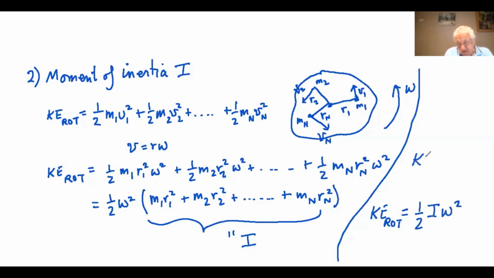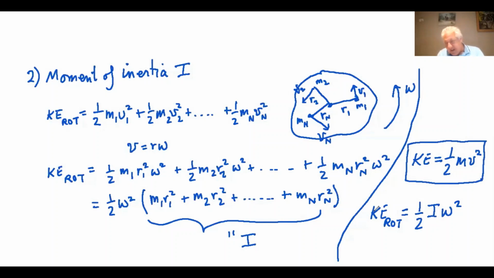And you can see how it's similar to the formula for the kinetic energy for linear motion. And in fact, what you're going to see, even with circular motion, is that for every formula for linear motion, there is an analog for rotational motion. Here we're replacing mass by this quantity, the moment of inertia.